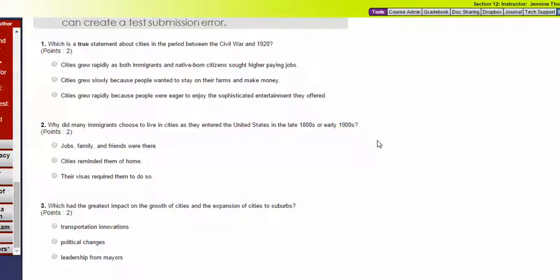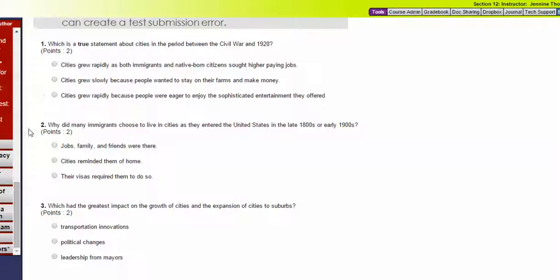All right, number 1, it says, which is a true statement about cities in the period between the Civil War and 1920? A, cities grew rapidly as both immigrants and native-born citizens sought higher-paying jobs. B, cities grew slowly because people wanted to stay on their farms and make money. Or C, cities grew rapidly because people were eager to enjoy the sophisticated entertainment they offered.